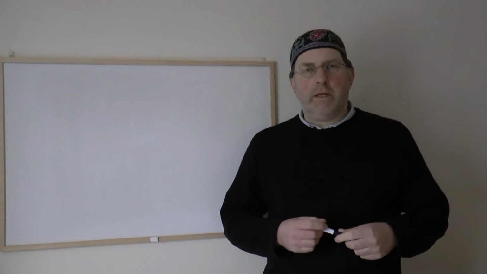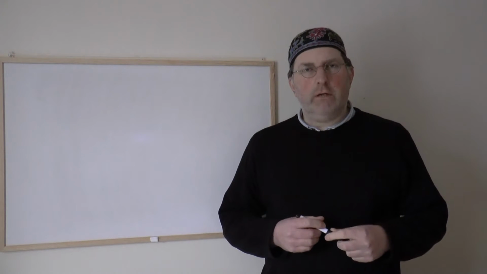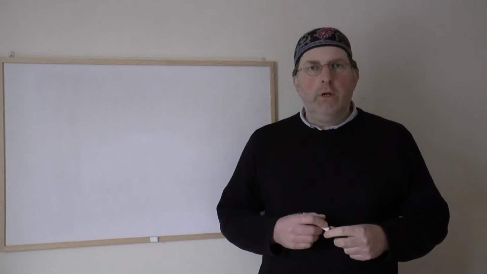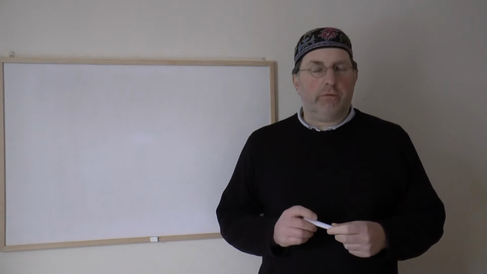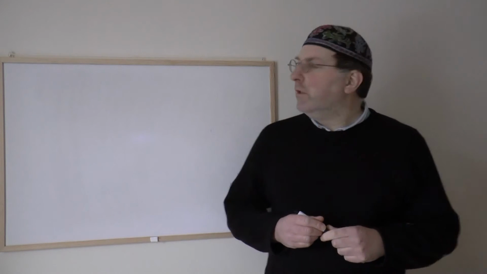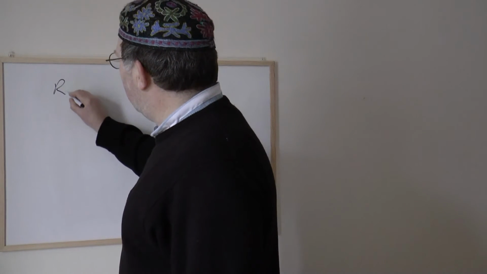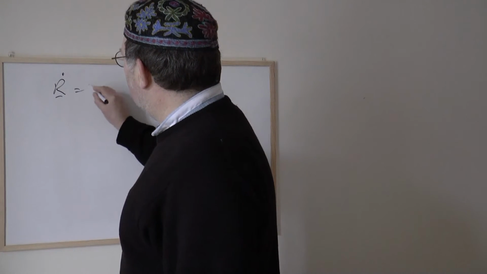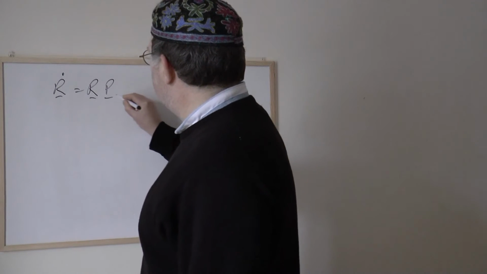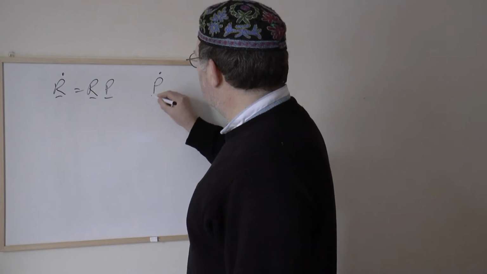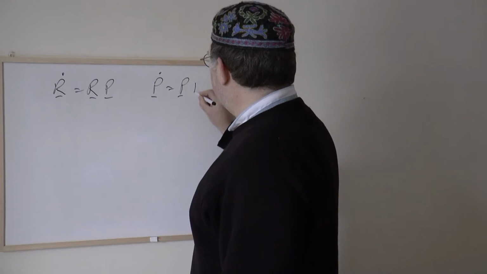Now let us take this forward by considering the interaction between real and perceived states. We know that the real state affects the perceived state and vice versa. So a simple pair of equations we could try is R dot equals RP and P dot equals PR.